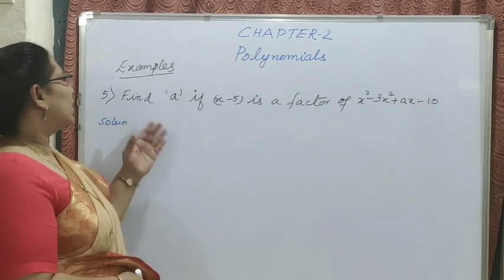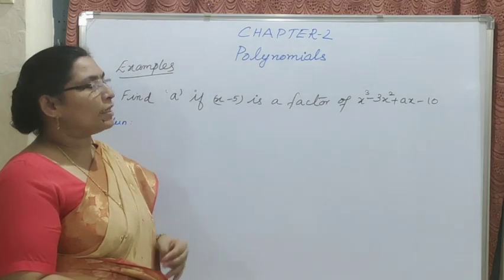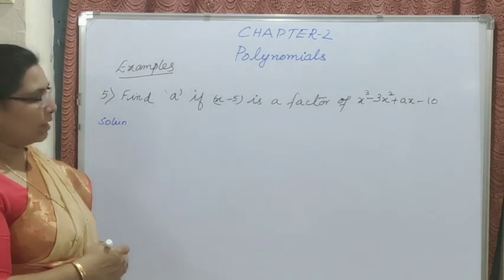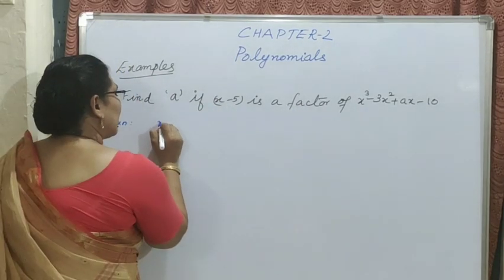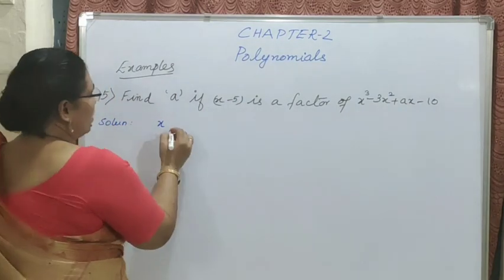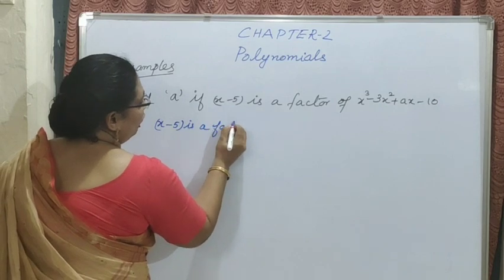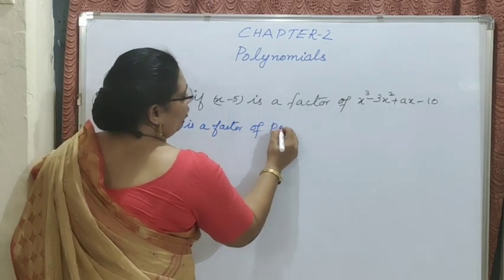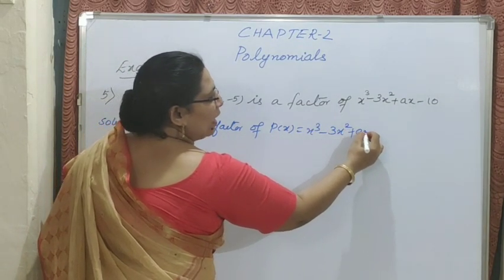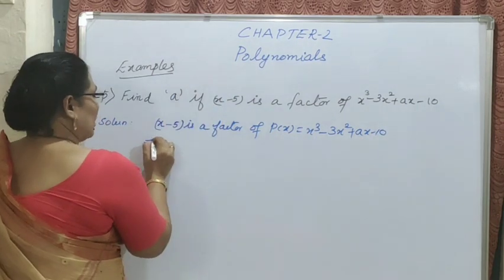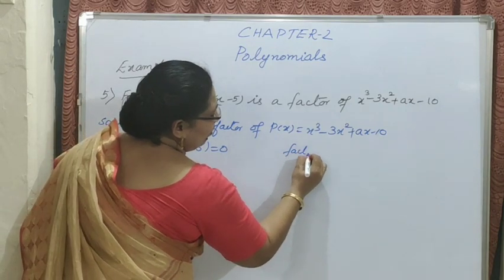Next example, find the a if x minus 5 is a factor of x cube minus 3x square plus ax minus 10. So it is already given that x minus 5 is a factor. So by factor theorem, we can write that p of 5 equal to 0. So I'll write the statement here, x minus 5 is a factor of p of x, which is equal to x cube minus 3x square plus ax minus 10. This implies p of 5 equal to 0. What is the reason? By factor theorem.